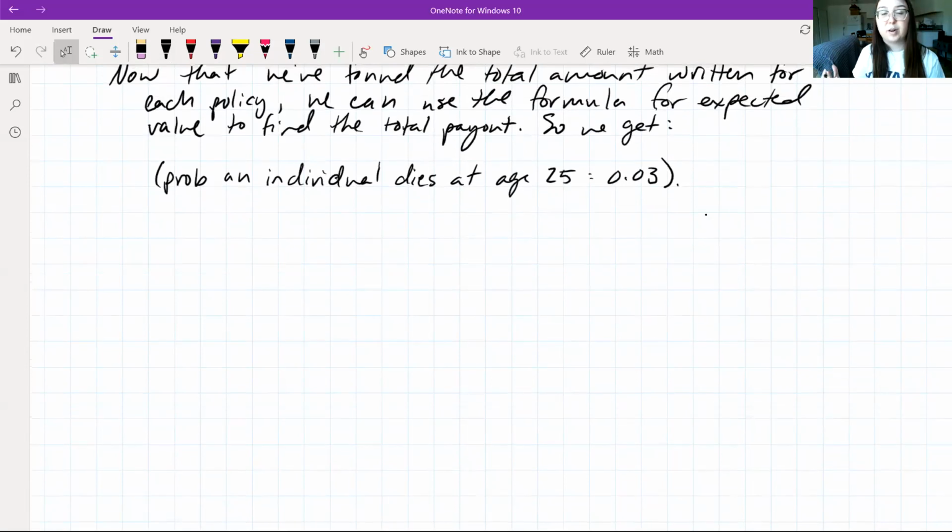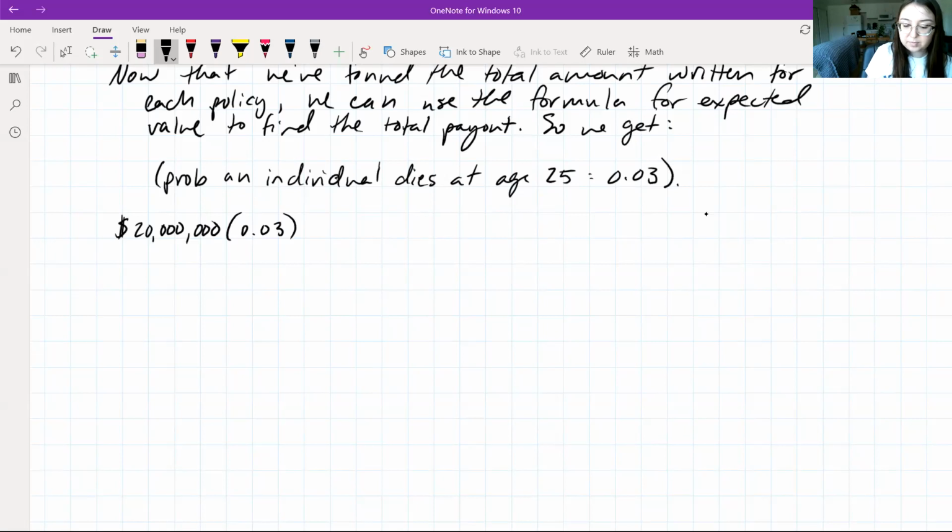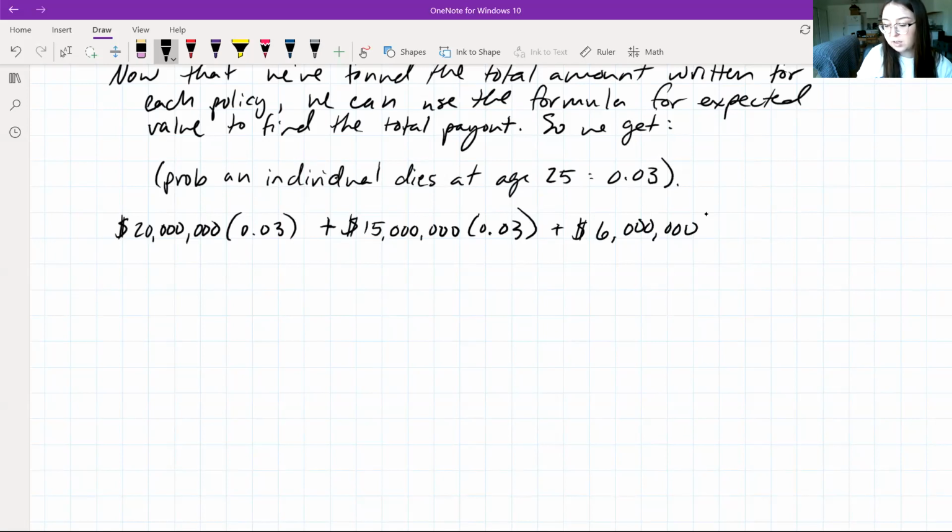So for our first policy, we know that we wrote out $20 million, and the probability is 0.03. Then we know for our second policy, we wrote out 15 million, and our probability was 0.03. Then for our third policy, we know we wrote out 6 million with a probability of 0.03.